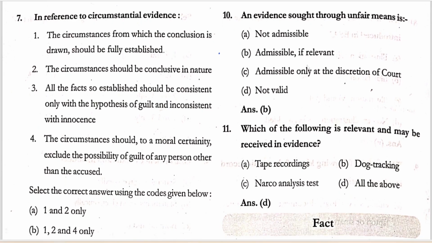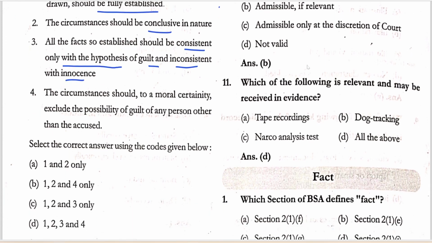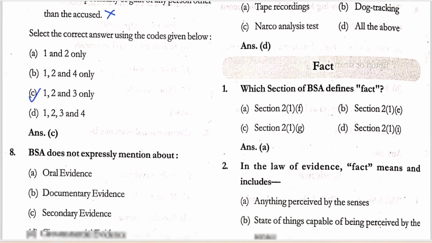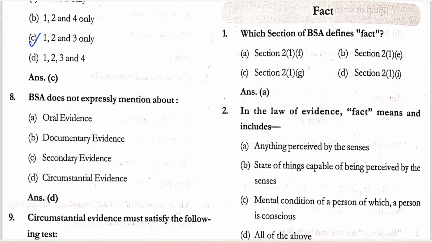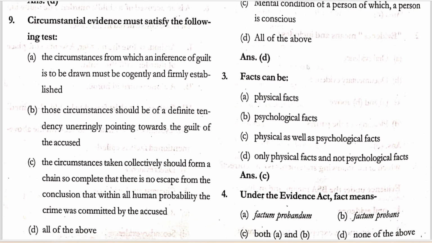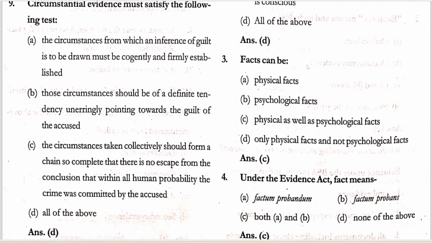In reference to circumstantial evidence, the circumstances from which the conclusion is drawn should be fully established. The circumstances should be conclusive in nature. All the facts so established should be consistent only with the hypothesis of guilt and inconsistent with innocence. The circumstances should, to a moral certainty, exclude the possibility of guilt of any person other than the accused. 1, 2, 3 only. BSA does not expressly mention circumstantial evidence. Circumstantial evidence must satisfy the following tests. All the above.